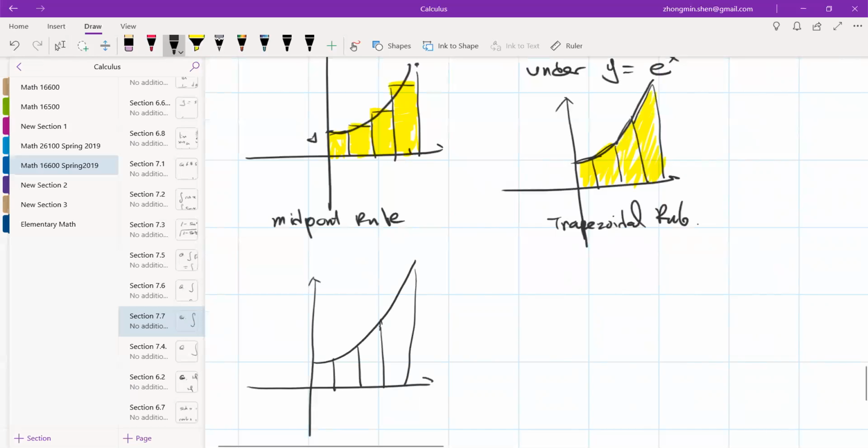I think, yeah, it's still hard to draw. Actually, we have two different. I'm going to have two different colors. One is this. Other one.